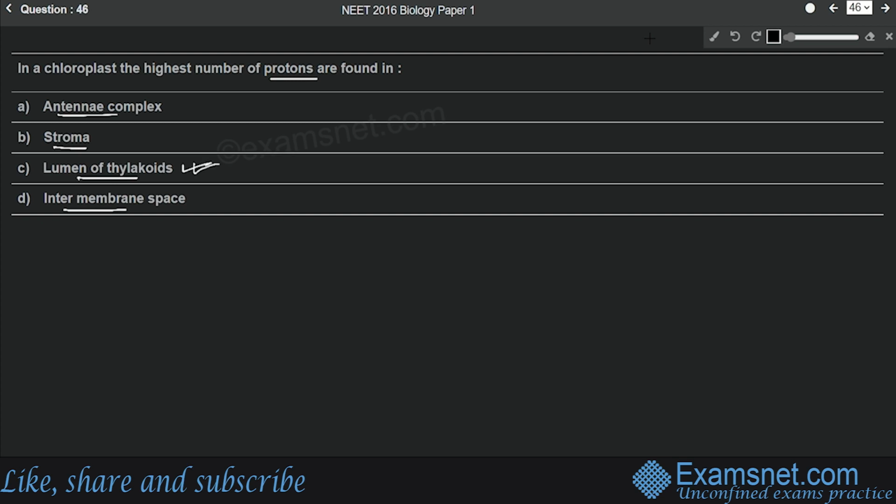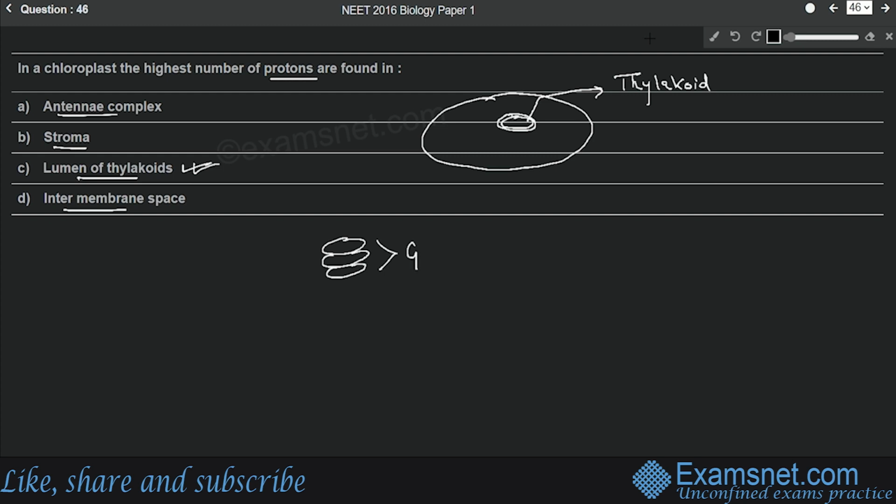So what are thylakoids? Suppose this is the chloroplast. Here we have some flattened discs, flattened membranous discs. That means they contain some membrane. These discs are known as thylakoids, and they are arranged in stacks, one over the other. Each stack is known as grana. Now this space is known as stroma of the chloroplast, right? The membrane of the thylakoid is known as thylakoid membrane, and the inner space of the thylakoid is known as lumen of thylakoid.